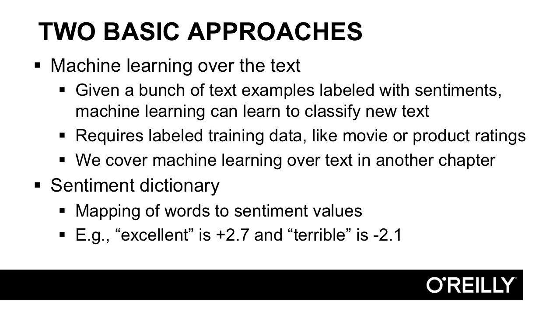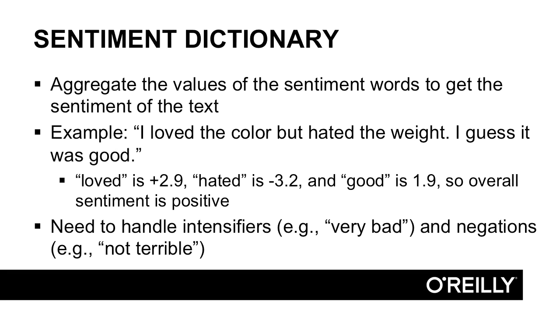For example, excellent would be a positive sentiment, and terrible would be a negative sentiment. With a sentiment dictionary, what we do roughly is we aggregate the values of the sentiment words to get the sentiment of the text. So an example would be, I love the color but hated the weight. I guess it was good. Loved has a positive sentiment, hated has a negative sentiment, and good has a positive sentiment. So if we just looked at these three words, the overall sentiment would be positive.